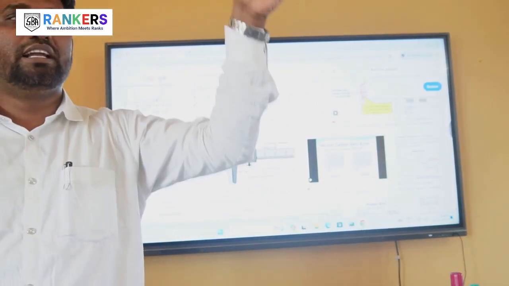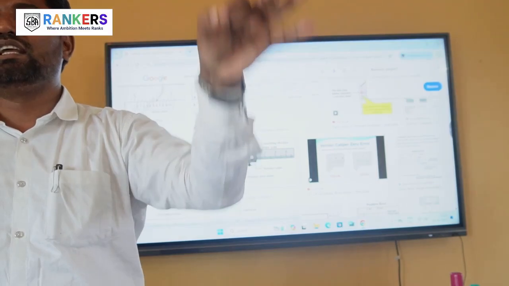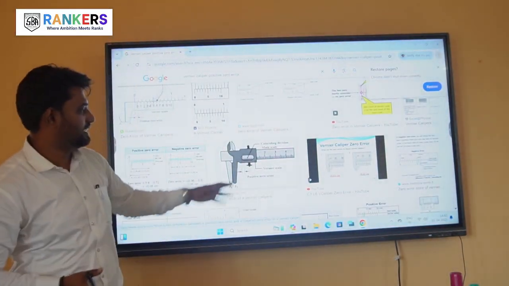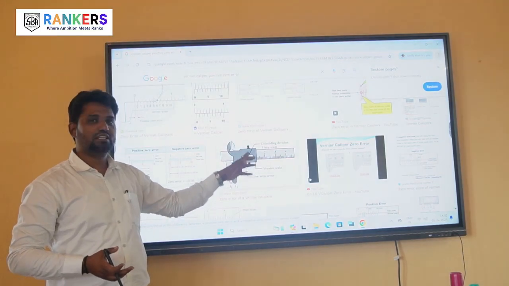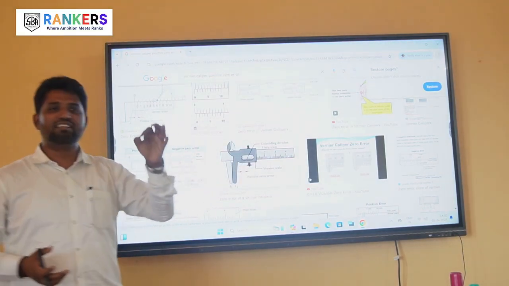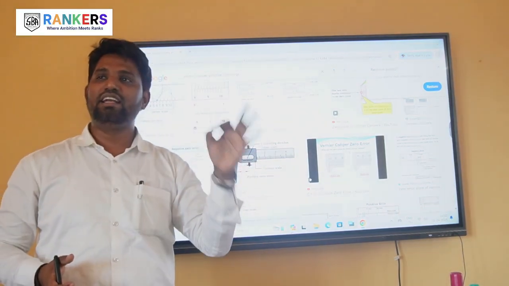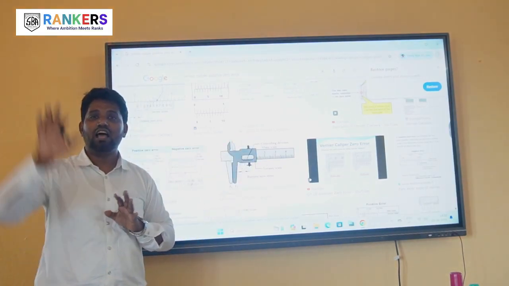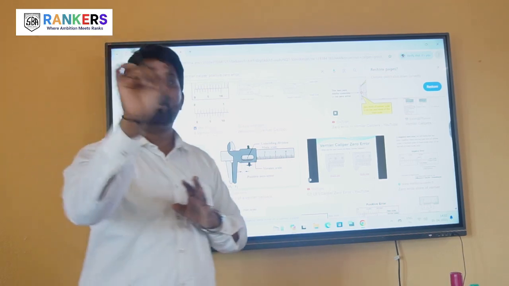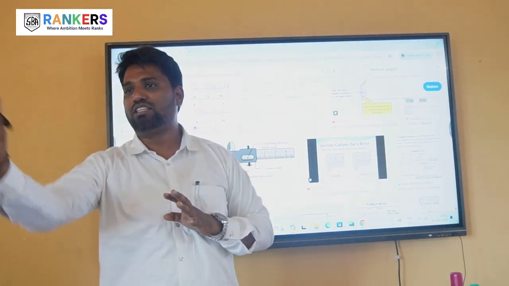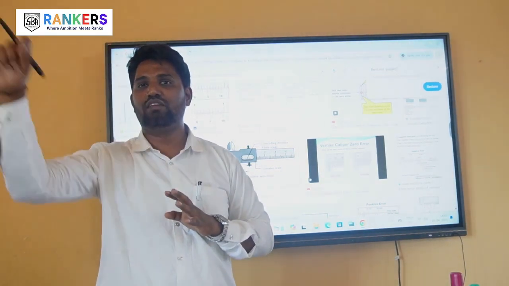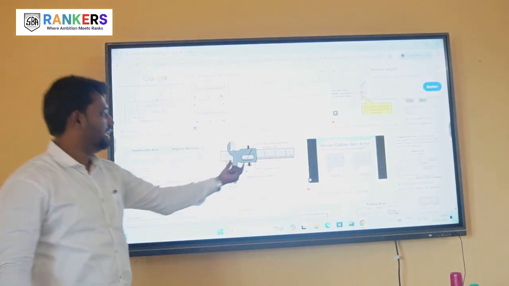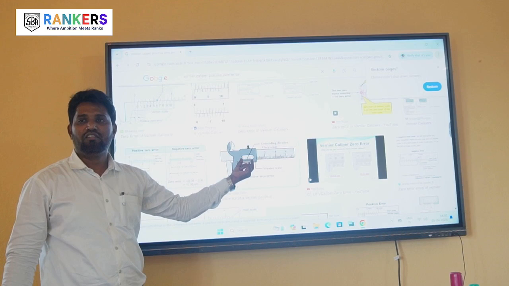Now, how many divisions are present in the Vernier scale? You can see these lines. There are 10 divisions. There are 10 lines present in the Vernier scale, and there is no 1.1, 1.2, 1.3. There is direct 1, 2, 3, 4, 5, 6, 7, 8, 9 and 10. There are only 10 divisions present in the Vernier scale.